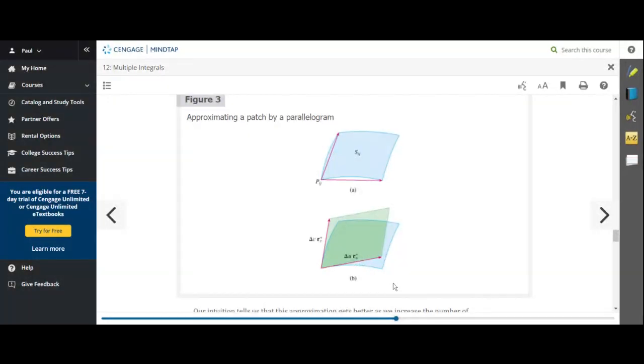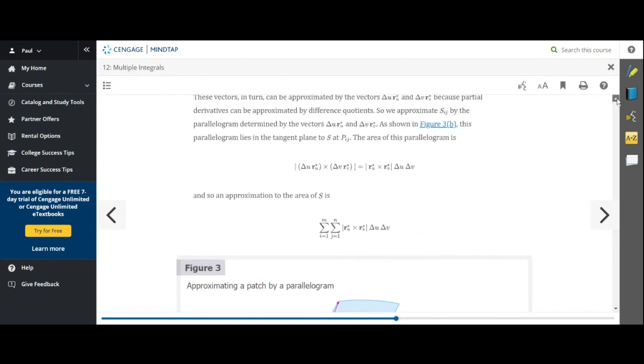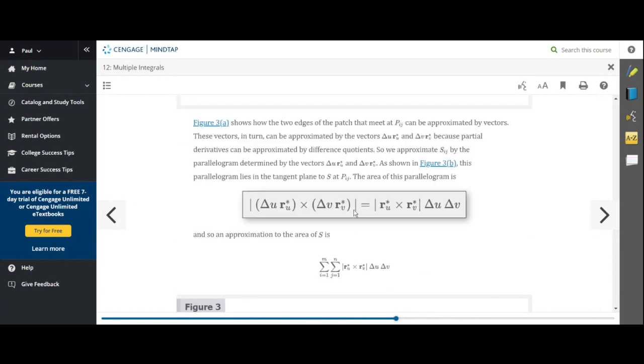parallelogram in figure 3b, and we're just going to take the cross product of those two tiny vectors, delta v times the derivative of r with respect to v, and delta u times the derivative of r with respect to u. So to find the area of the parallelogram, we're going to take the magnitude of the cross product of those two vectors. And that's what they show up here.